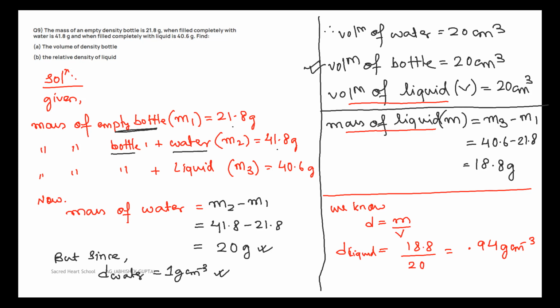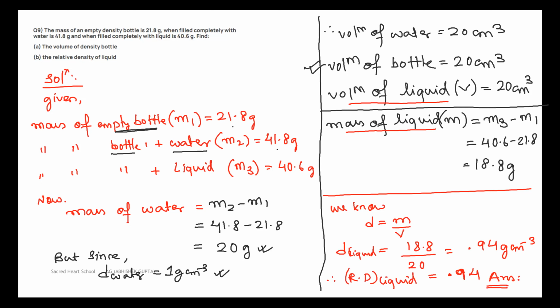Therefore, relative density of liquid will be same as the density of liquid. 0.94 is the answer. Relative density of liquid is defined as the density of the liquid by density of water, but density of water is 1. So gram per centimeter cube will cancel, only the magnitude part will be left. Fine.